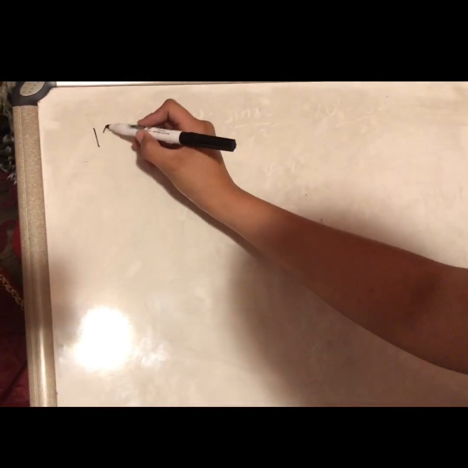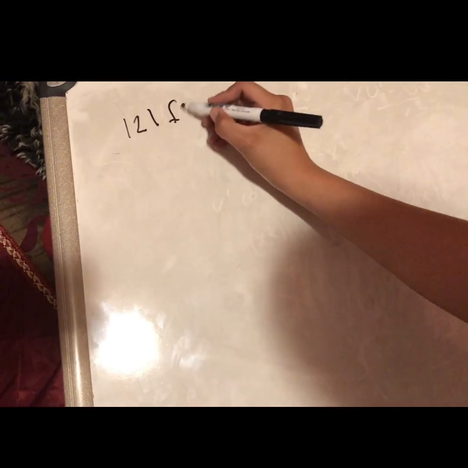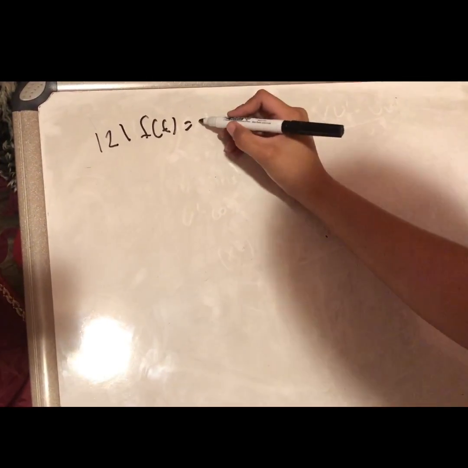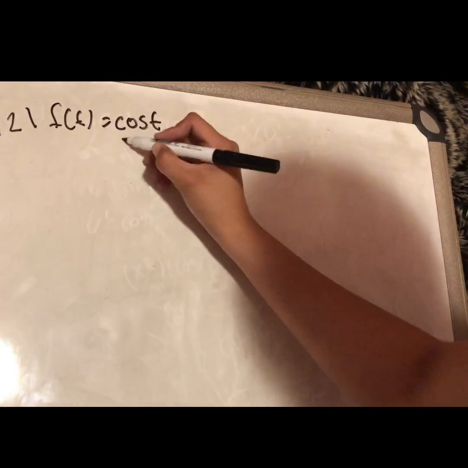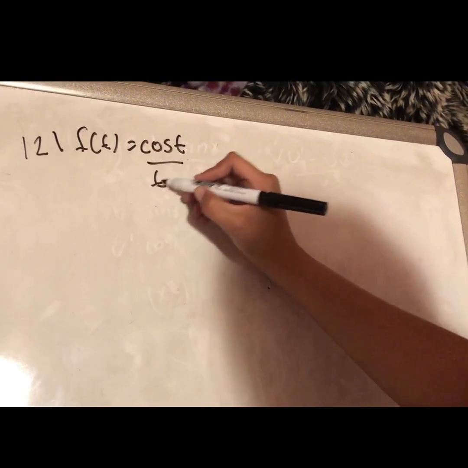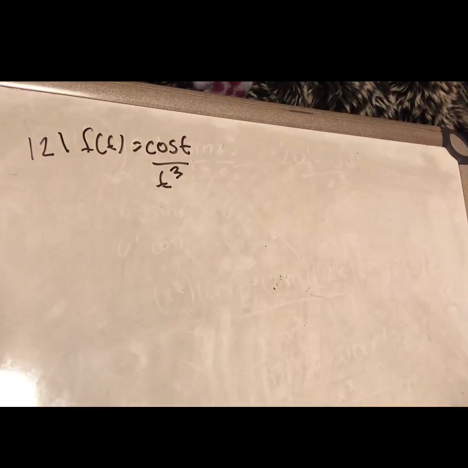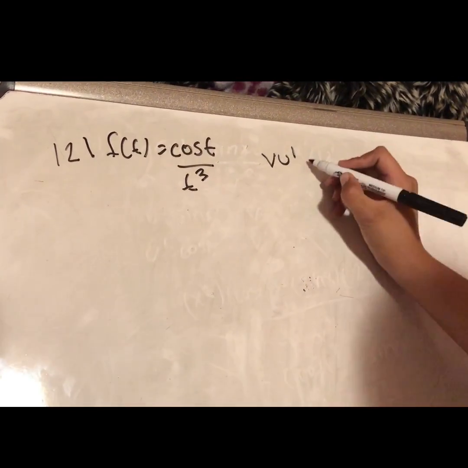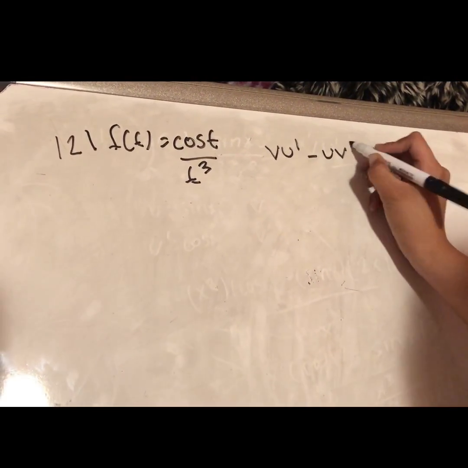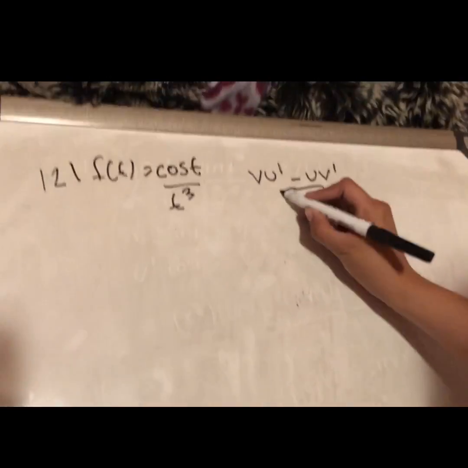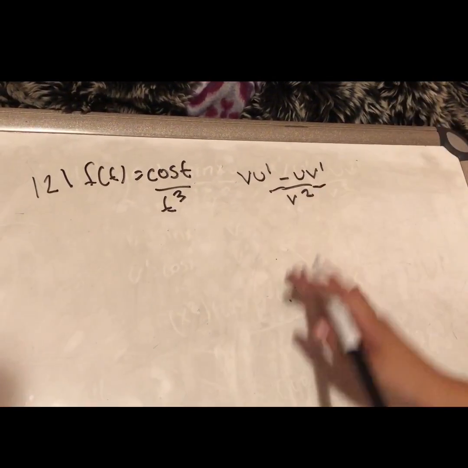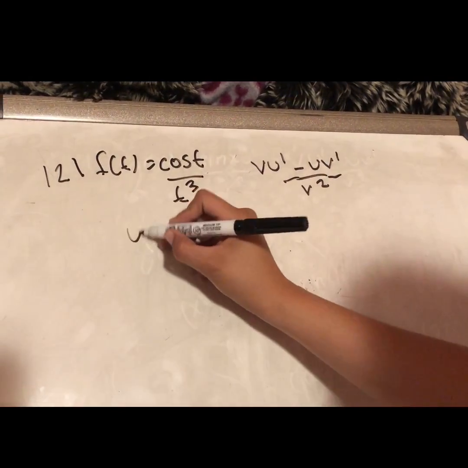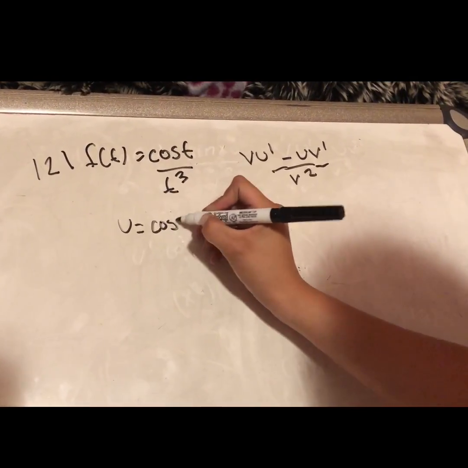Okay, so now we're going to do number 12. f of t equals cosine t over t to the power of 3. So it's dividing, so we're going to use the same one: (v u prime minus u v prime) over v squared. So now you're going to use your cosine t as your u. So u equals cosine t.